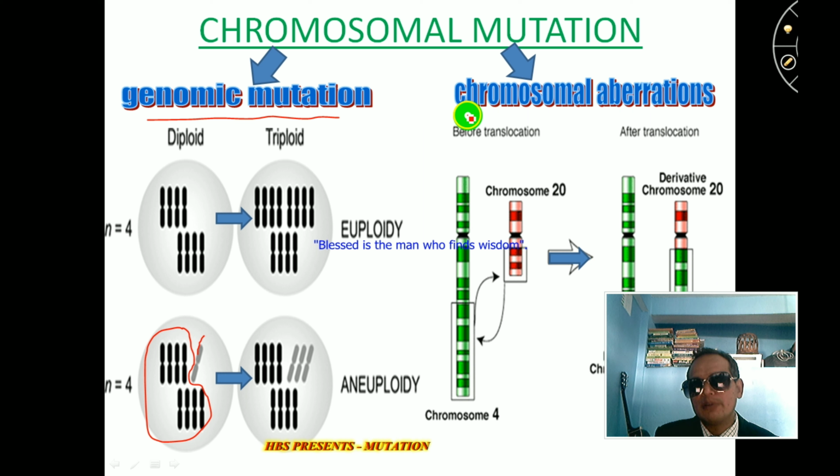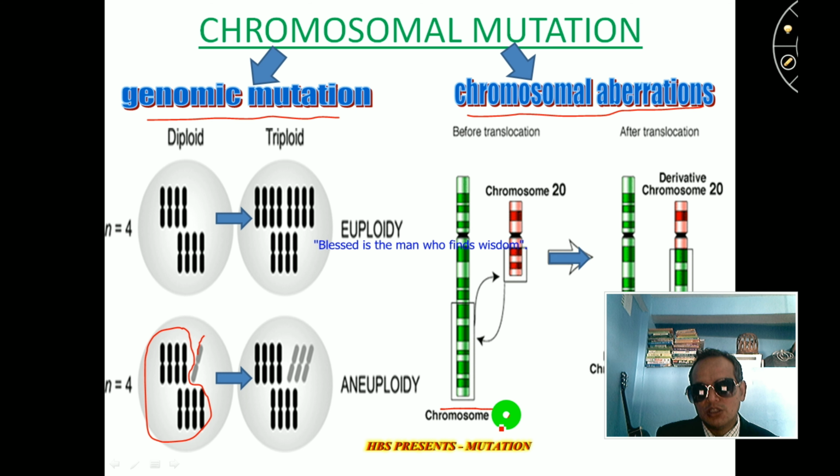Whereas in the chromosomal aberration, the number of chromosomes remains the same in the diploid cell, but what changes here is the structure of the chromosome. Now look here, this is chromosome number 4. After the mutation also there is chromosome number 4. So there is no change in the number of chromosomes, but what has changed here is the structure.